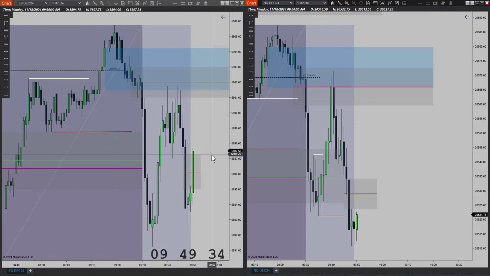So my entry is going to be 97.7525. Go in with 5 contracts, but it has to close up here within the next 13 seconds. Otherwise, no entry.